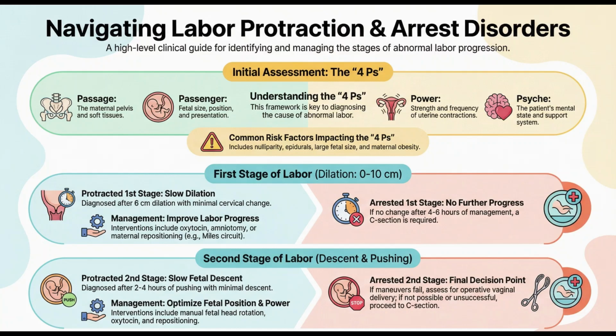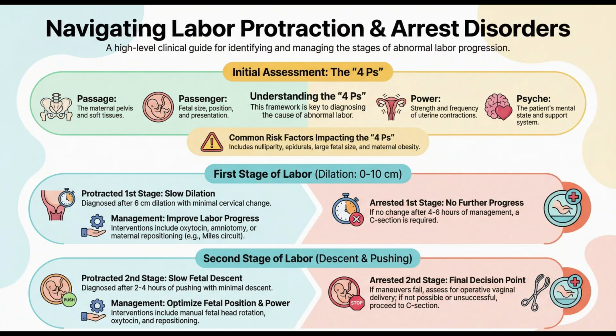And what's fascinating here is that we now know those numbers were just wrong. They were. Modern data from huge studies shows that those old benchmarks led to an incredible number of unnecessary C-sections. Clinicians were just pressured by the clock. We now know that many labors progress safely at a much slower pace, as long as mom and baby are stable. So if we have a protracted first stage now, a major slowdown after 6 centimeters, the focus is on fixing the two Ps we can actually change: power and passenger.